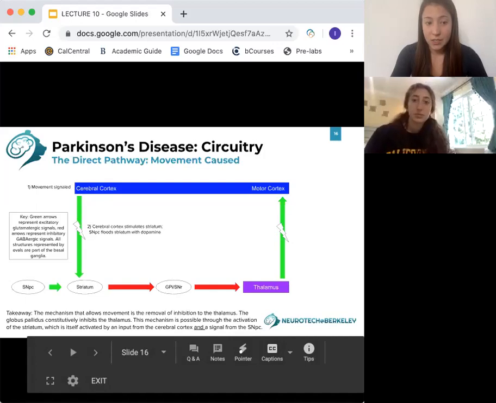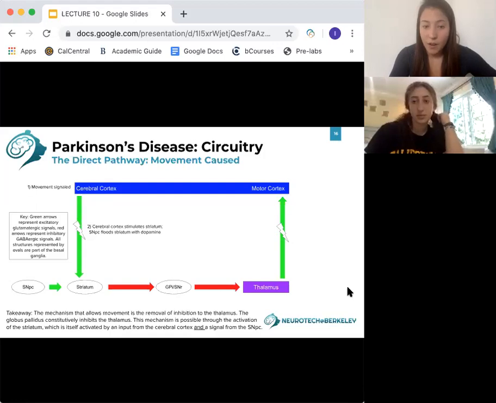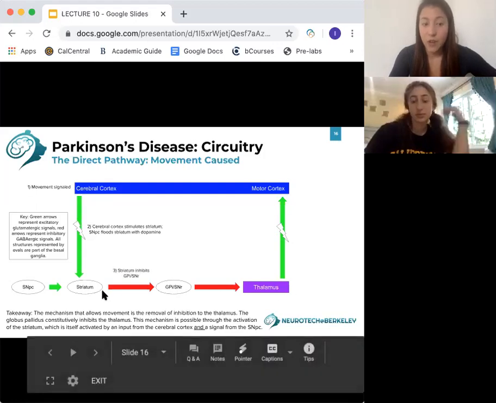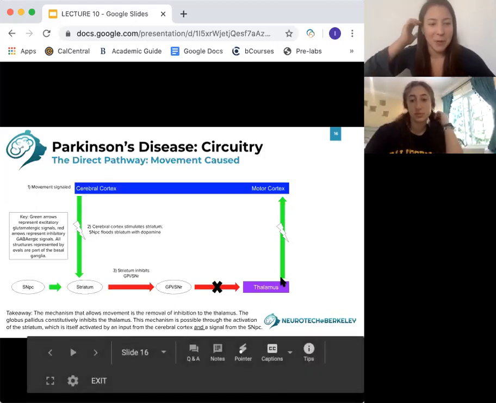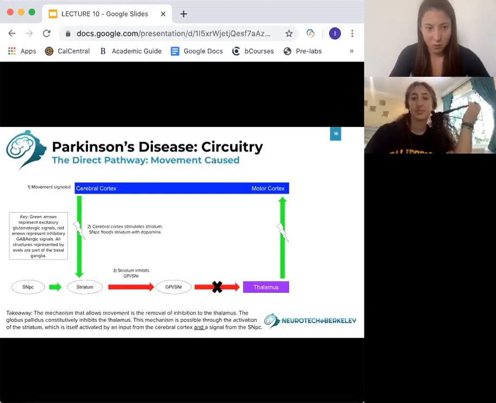So the cerebral cortex stimulates the striatum, the substantia nigra floods the striatum with dopamine, and so then the striatum inhibits the globus pallidus internal and the substantia nigra reticulata. This inhibition means that the GPi and the SNr will no longer inhibit the thalamus, which is then free to convey excitatory signals to the motor cortex. And so we'll come back to this. Oh, right, I already talked about the substantia nigra pars compacta. So anyway, nigrostriatal pathway, this is the direct pathway of movement, causes movement.